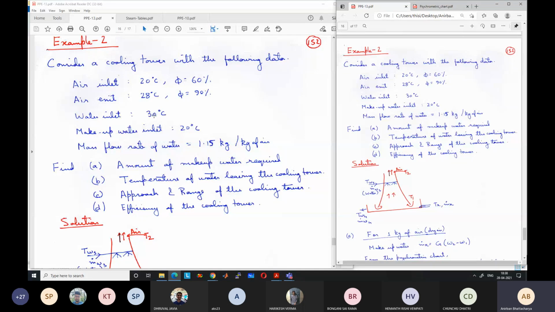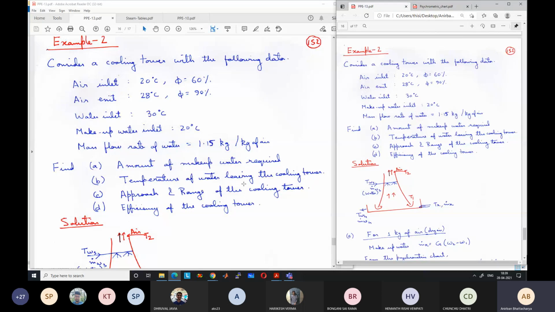Now the water condition is given as inlet water at 30 degrees centigrade from the condenser, and the makeup water comes from some natural body at 20 degrees centigrade. So the hot water from the condenser comes at 30 degrees centigrade, makeup water comes at 20 degrees centigrade, and the mass flow rate of water is 1.15 kg per kg of air. I think it's per kg of dry air. It's not written here, but it should be per kg of dry air.